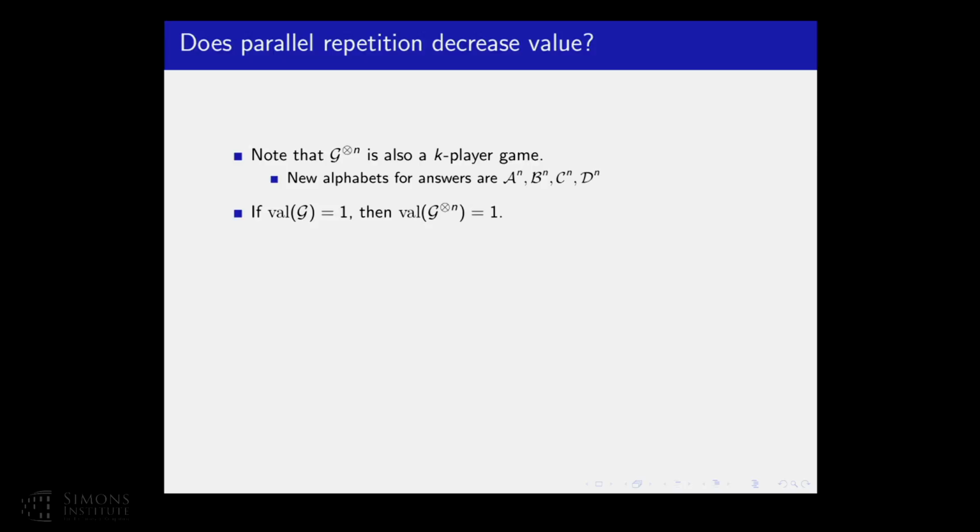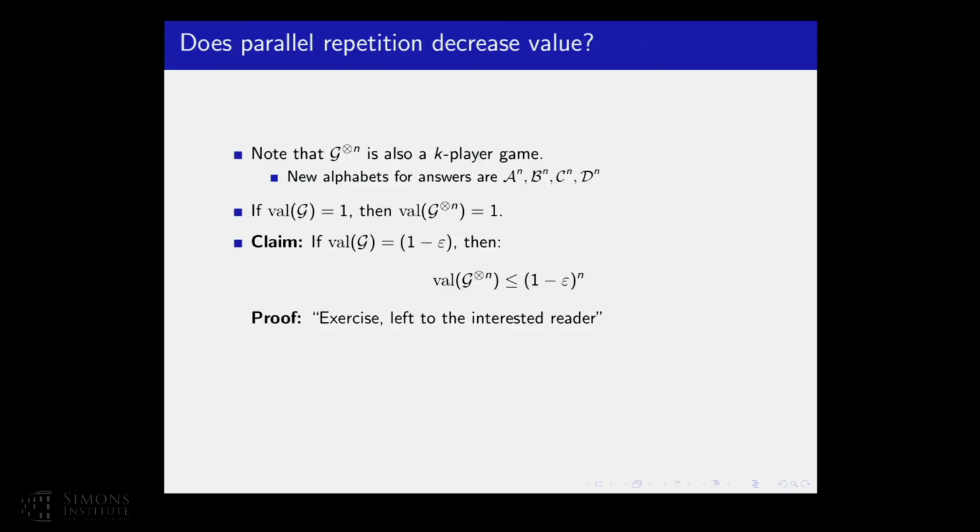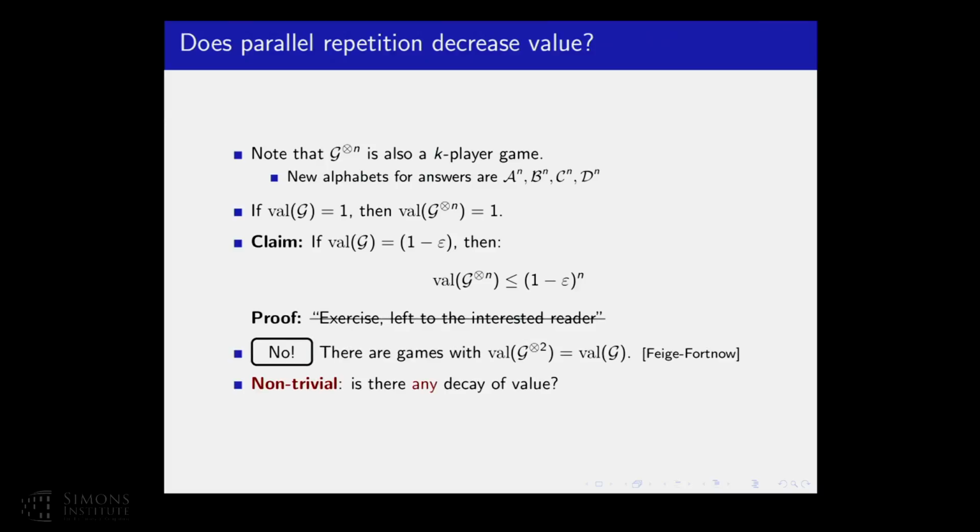This n-fold repetition is also a k-player game, of course, just that the alphabet sizes and the question set sizes are blown up. It should be clear that if the original value is 1, then the n-fold repetition has value 1. One could be tempted to claim that the value goes down as (1 minus epsilon) to the n if the original value was 1 minus epsilon. However, this turns out to not be the case, and there are simple two-prover games, as suggested by Feige and Fortnow, such that the value of the two-fold repeated game is equal to the value of the original game. It turned out to be a non-trivial question whether there is any sort of decay in the value of the game under repetition.